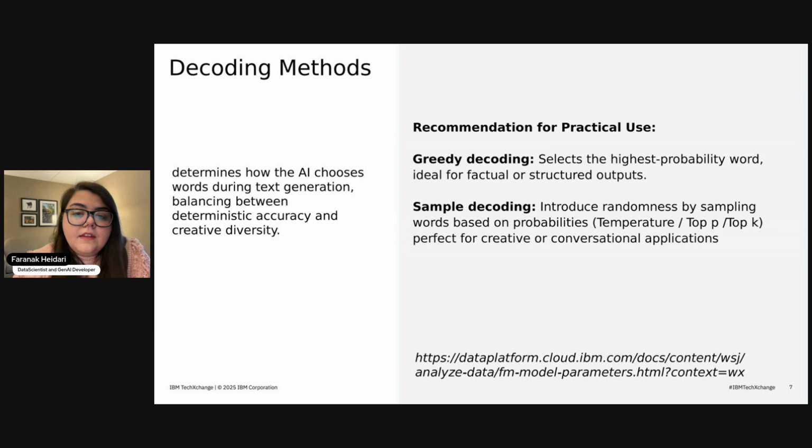You probably heard about some parameters like temperature, top P, top K when working with LLMs when inferencing. But when you use greedy decoding, it basically outputs the most deterministic response from the LLM. So there you don't need to be concerned about all the other parameters like temperature, top P, and top K.